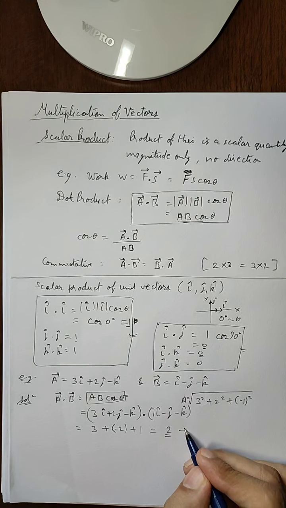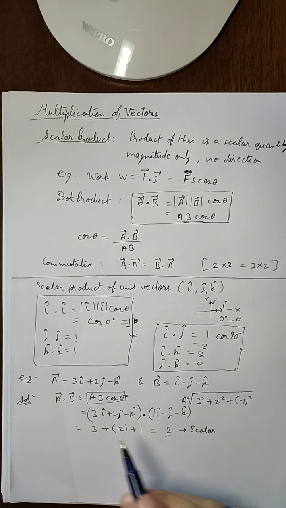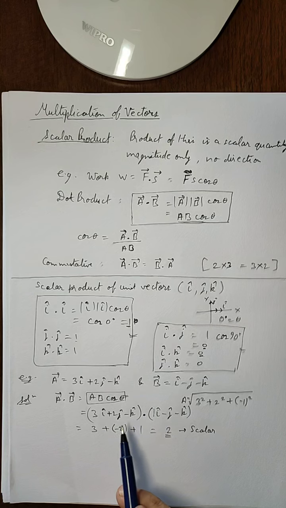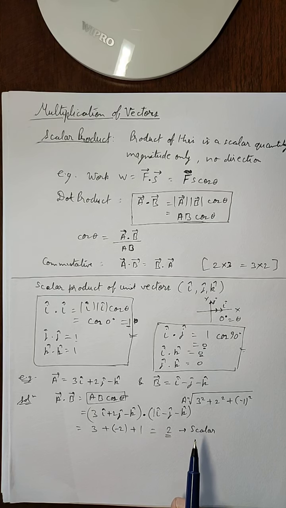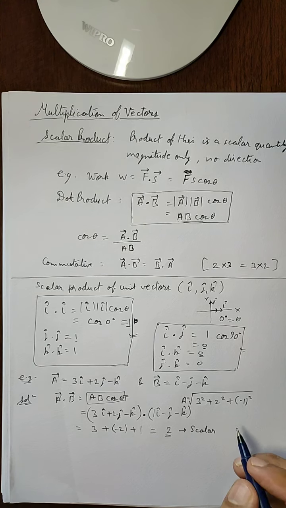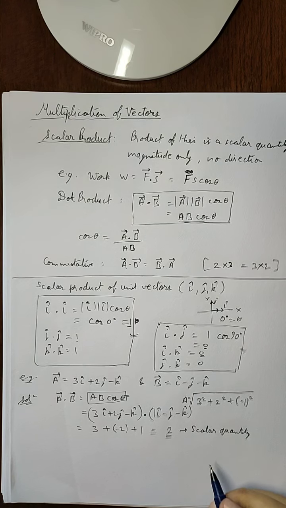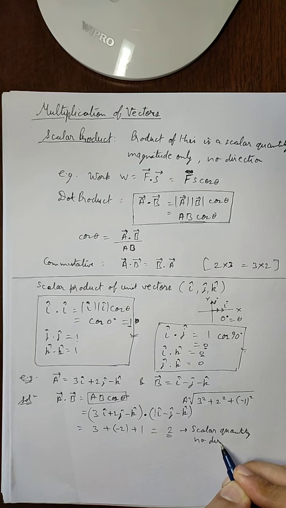So now you can see that what we got here is a scalar product. There is no direction attached to it. All the directions of i cap dot i cap, j cap dot j cap, and k cap dot k cap became 1, and all we are left with is a scalar quantity. So that's why it is called a scalar product. All we get is a scalar quantity and we do not get any direction.